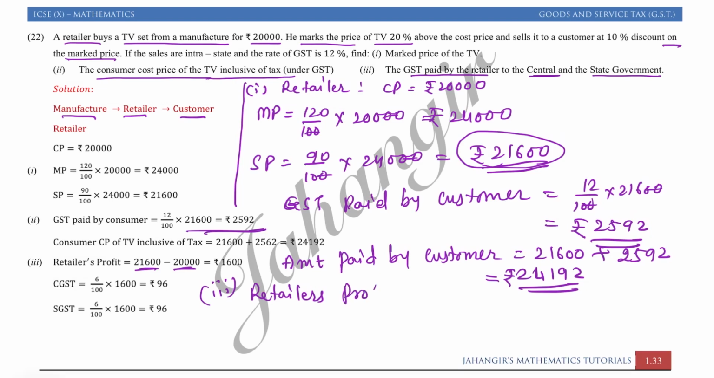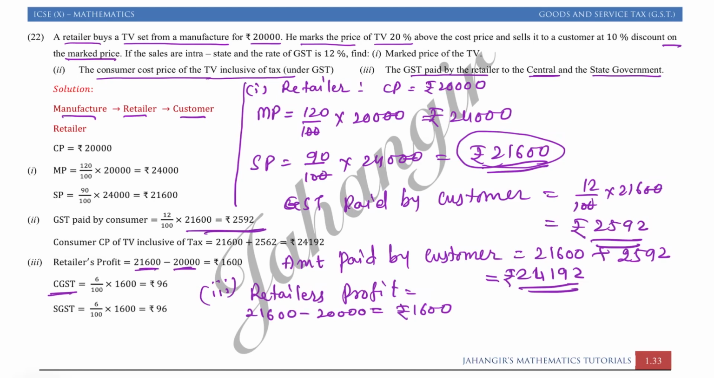Retailer's profit is equal to 21,600 minus 20,000. So that is equal to rupees 1600. Now we will find CGST. It's already done here. You can have a look at this part.